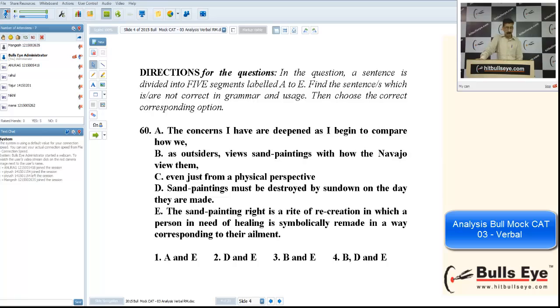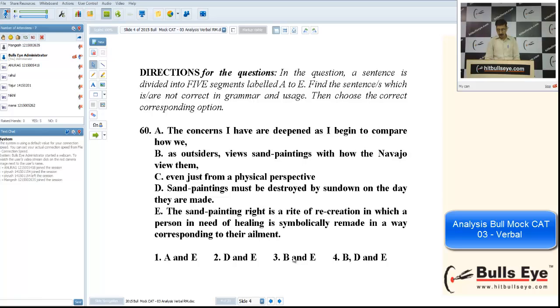What does B say? Let's read B, because we have got sentence B in two options. As outsiders view the concerns, I'm reading first again, the concerns I have are deepened as I begin to compare how we as outsiders views. So with "we," which is a plural pronoun, we cannot use "views," so it has to be "view." So in the second sentence B, in place of "views" it should be "view," because it's subject verb agreement: the subject is plural, so the verb has to be plural. Therefore B and E, third option. But it's fine that you all got this question correct.